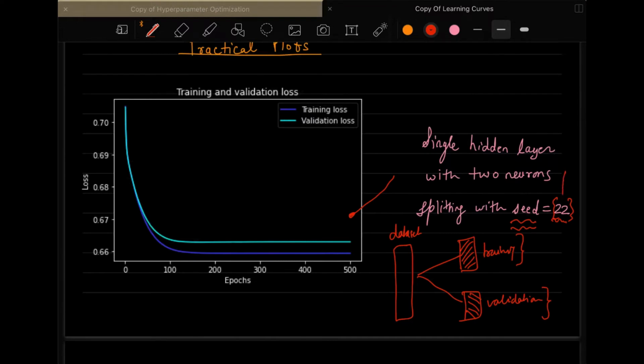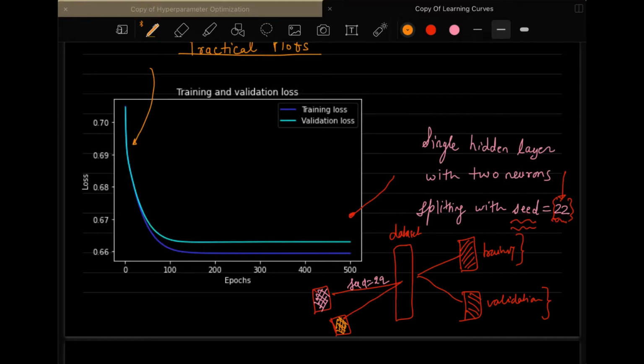But when you use seed equal to 22, then you are again partitioning this into two parts, the training and the validation, same story, but now the distribution is changed. Earlier the training data set had some other distribution, but now the training data set at seed equal to 22 has a different distribution. Similarly for validation loss, the distribution will become different. So if the two distributions become different, then these curves will become different.